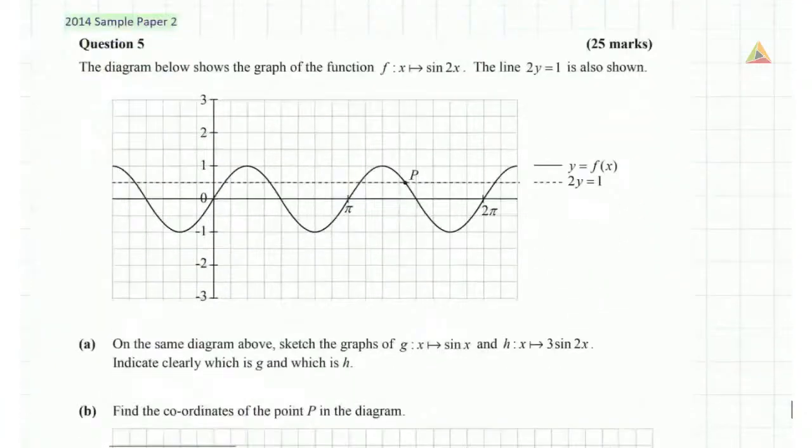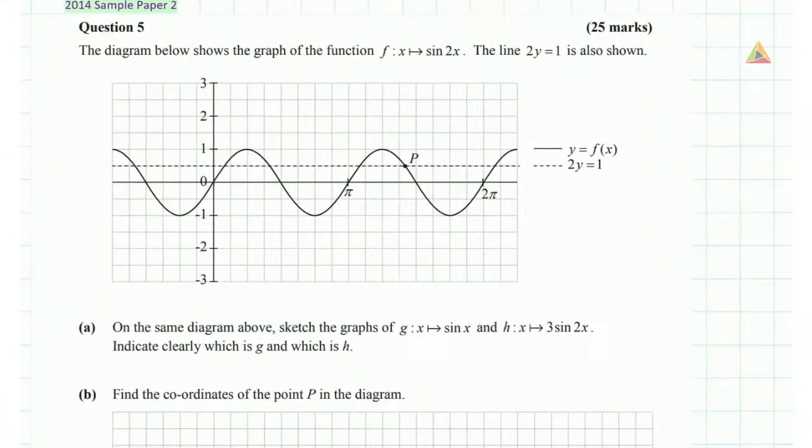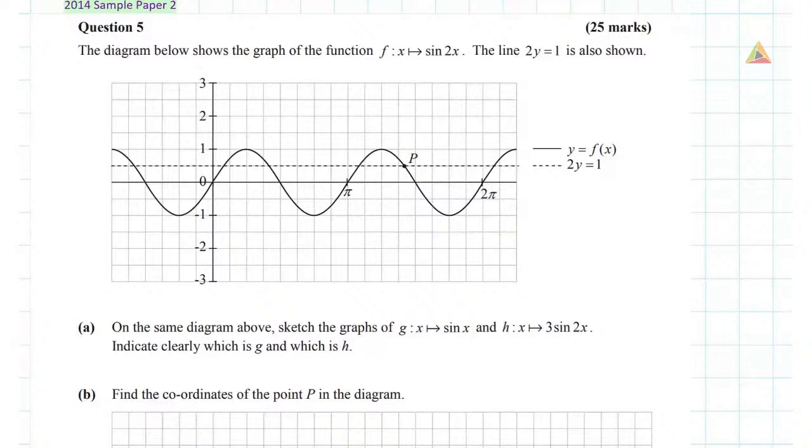Okay, so we're going to have a look at a couple of exam questions today. We're going to start with the sample paper, so the SEC sample paper. It's paper 2 from 2014 and it's question 5. So this is all about exploring a sine graph. So the diagram below shows the graph of the function sine 2x. So that's the graph that we're given. The function is sine 2x. And this line 2y equals 1 is also shown.